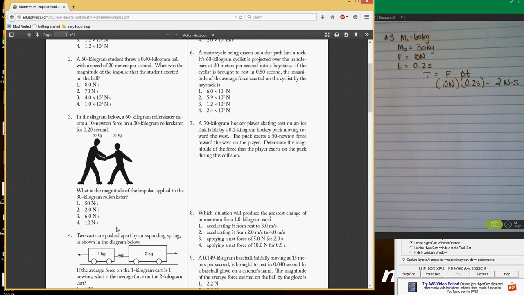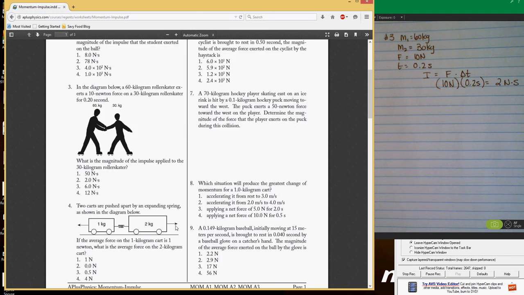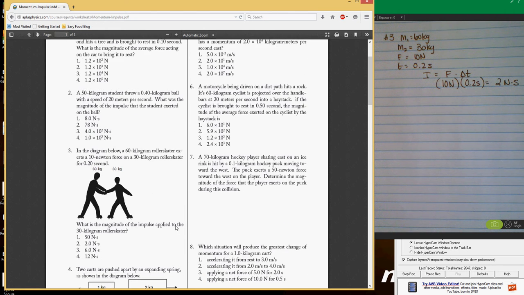Alright, question number 4 says that we have two carts that are pushed apart by an extending spring. If the average force on the 1 kilogram cart is 1 Newton, what is the average force on the 2 kilogram cart? Well, it doesn't matter, right, based on size. Whatever 1 Newton force is being pushed on one object, the same 1 Newton force is being pushed on the second object. And so they're going to be equal.